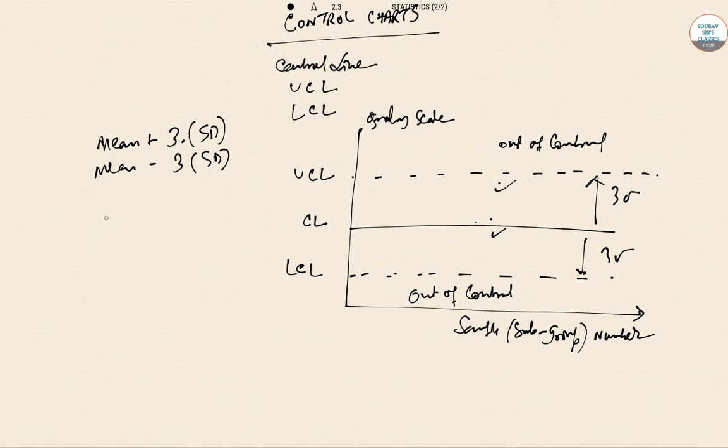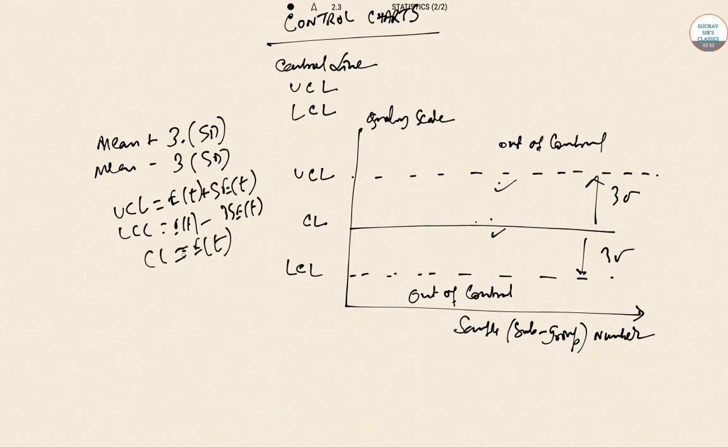So UCL equals the estimated value plus 3 times the standard deviation of t. Okay, if we are calculating the sampling distribution of t, LCL will be E(t) minus 3 into the standard deviation of t, and CL equals only the estimated line or the average line.